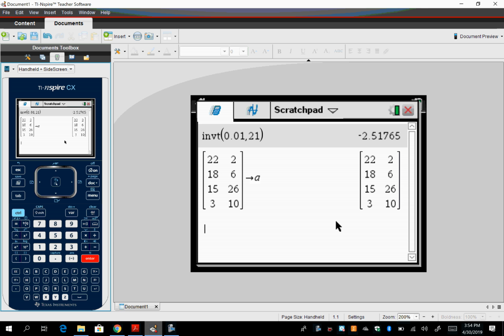Hit Control, variable, and then A. Okay. So why don't you guys just not do what I'm about to do so you can see what happens. All right, just watch.